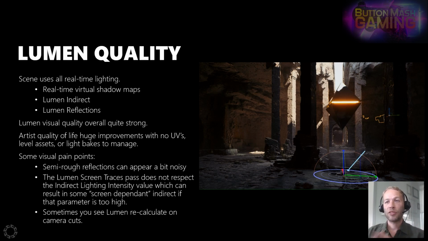Some visual pain points with Lumen that we're still looking at. Semi-rough reflections can be a little bit noisy with Lumen. The Lumen Screen Trace pass doesn't respect the indirect lighting intensity value of lights, and this can result in some screen-dependent indirect lighting if that parameter is too high. I think Epic has mentioned that they might be deprecating the indirect lighting intensity value in the future to prevent this issue. And then sometimes on camera cuts, you can see Lumen recalculate. If you have a cinematic, you can see some recalculation there.